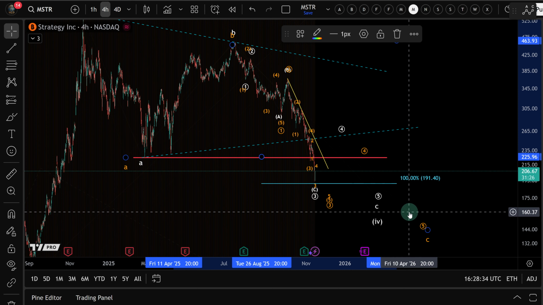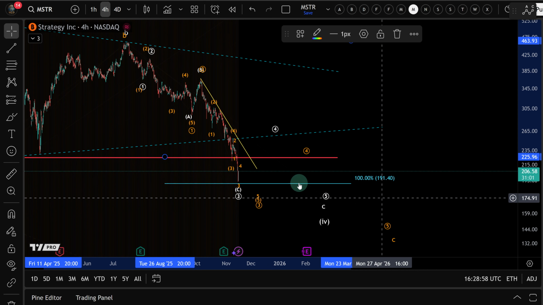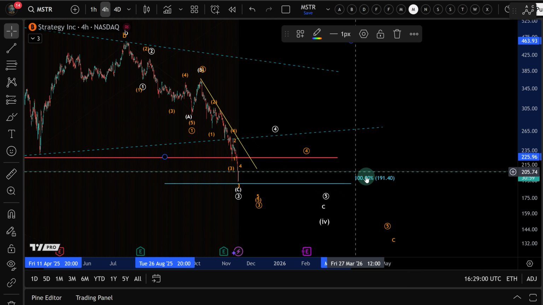And also, the 100% extension level, in this case at $191, is not like a maximum target or something, right? It is an ideal level. It's an ideal target, absolutely, but it's not like the maximum. It's actually rather, you could even say the minimum, even though that's not entirely true. It's more like a very ideal level and one of the most reliable Fibonacci levels around in a corrective structure. But there are other ones.